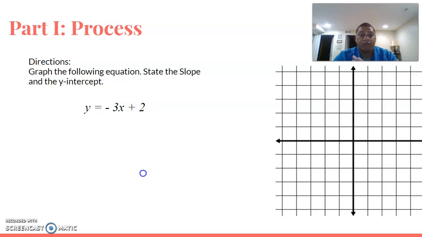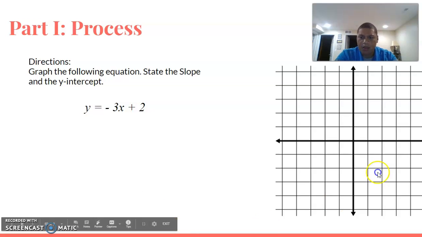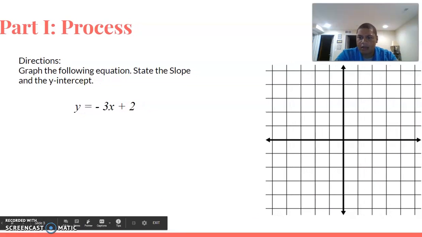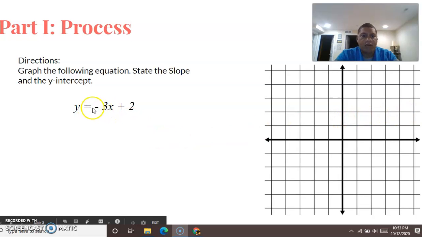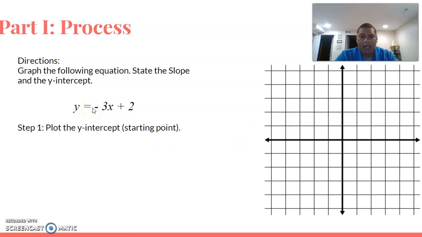Graph the following equation, state the slope and the y-intercept. Okay, and I'm going to walk you through step by step what it is you're going to be doing. We start with y equals negative 3x plus 2. And if you've been following along, you're probably already really comfortable with saying, oh, here's the slope, here's the intercept. But I'm going to walk you through how we're going to prioritize this to make graphing make a little more sense. So we've got step one here, plot the y-intercept.